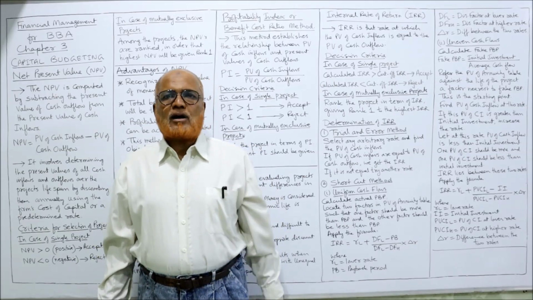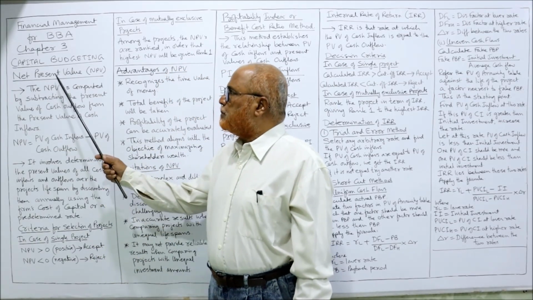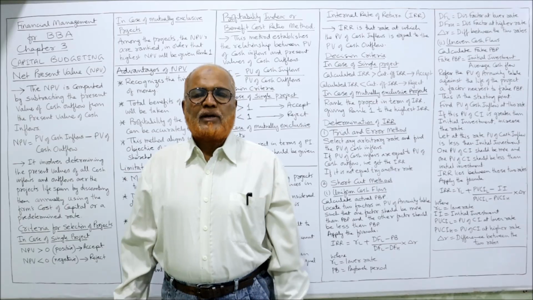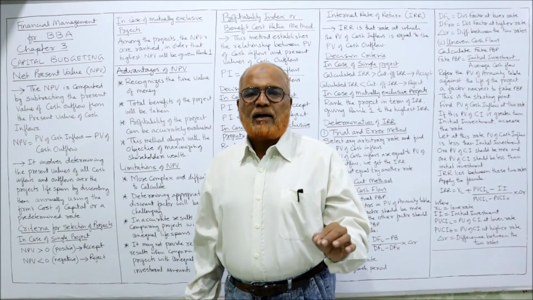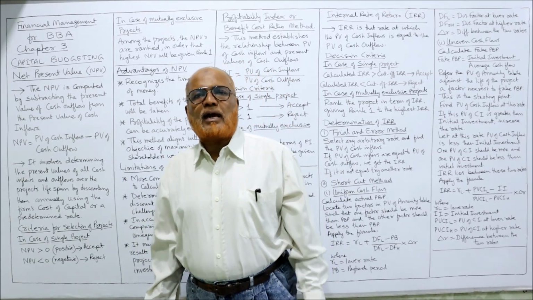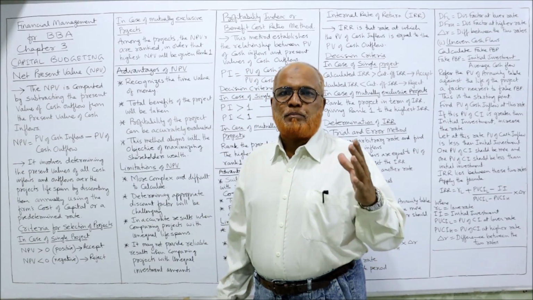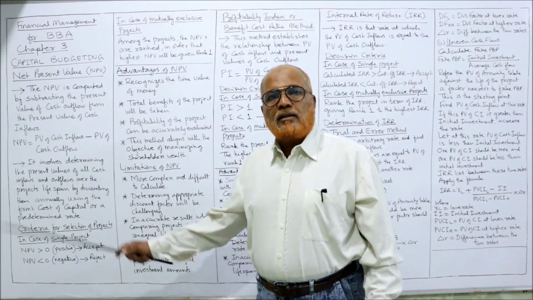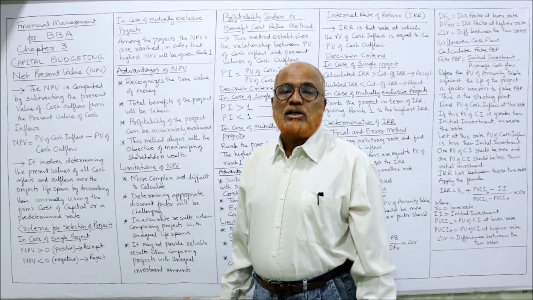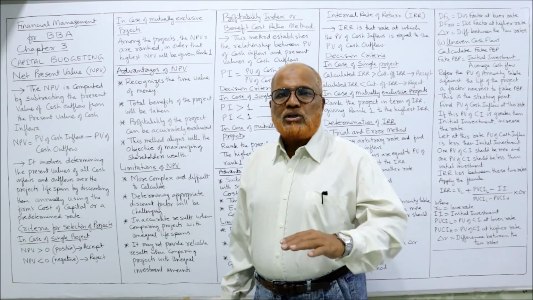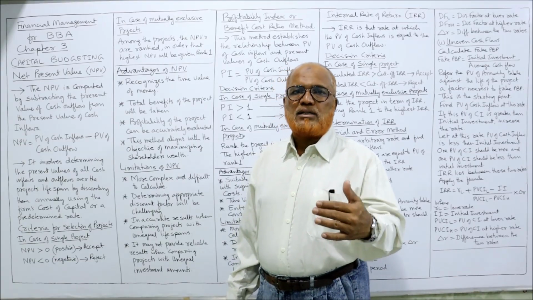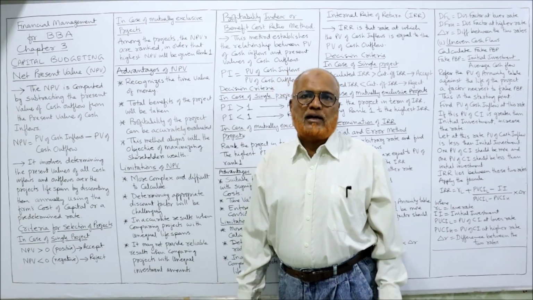The first discounted technique is net present value, NPV. This is the most widely used technique for evaluating capital budgeting proposals. Compared to the previous methods, PBP and ARR, this method is more practical. It is widely used because it overcomes the disadvantages of PBP and ARR.